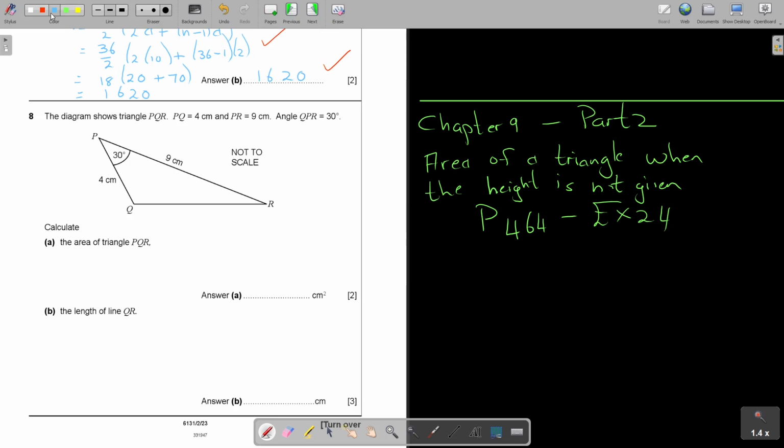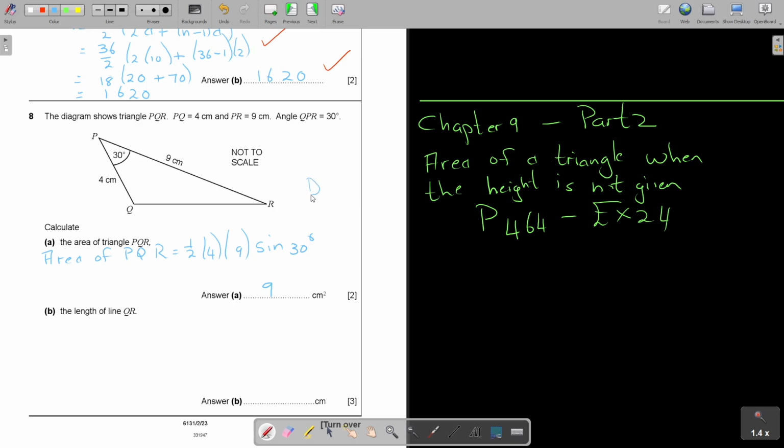Okay, so let's fill it in. It's actually very easy, especially if you know the formula. So area of triangle PQR is a half times 4 times 9 times sin of 30 degrees. Press it just on your calculator. Very nice. It's 0.5 or a half. Multiply 4, multiply 9, multiply sin 30, and you get on the dot 9 centimeters squared. Make sure that your calculator is on D for degrees.